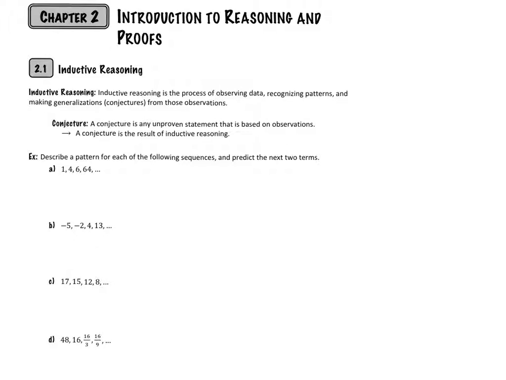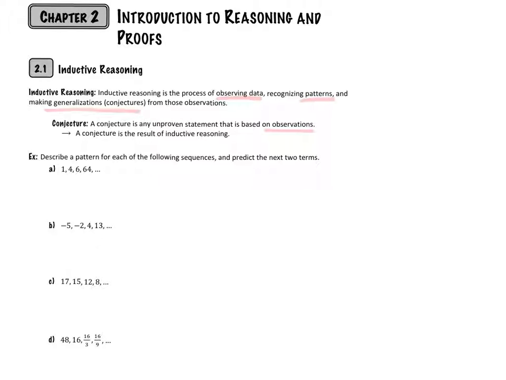That is when we observe data, we look for patterns, and then we use those patterns to make some generalized statements, which we call a conjecture. So a conjecture is any unproven statement that is based on observations. So it is the result of what we do in inductive reasoning.